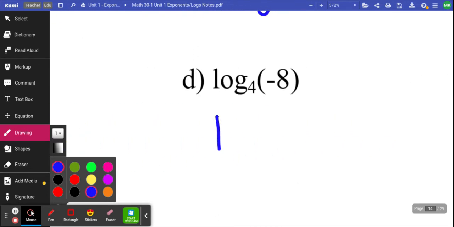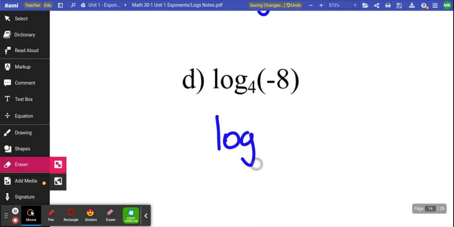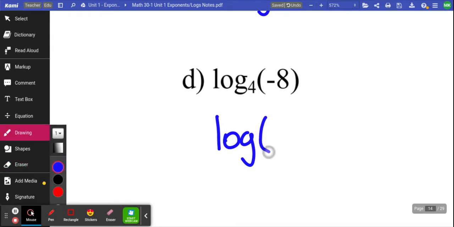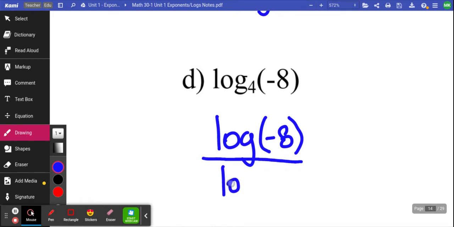Last one, D, same idea. I could change the base to be log 10 of negative 8. So I just go log of negative 8, and I get log 4 on the bottom. If you try calculating this, you should get error. Yeah, it says non-real answer. Okay, error. We encountered this yesterday.